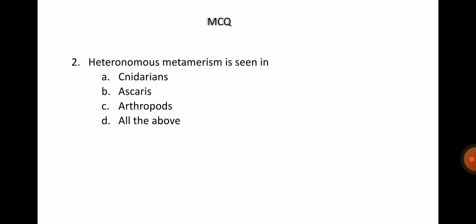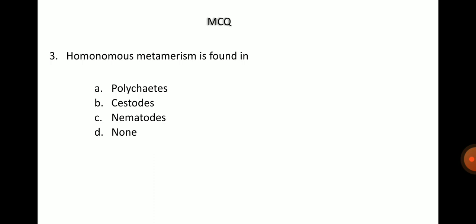Next question. Heteronomous metamerism is seen in cnidarians, ascaris, arthropods, all the above. So the answer being option C, that is arthropods. Third question. Homonomous metamerism is found in, options are polychaetes, cestodes, nematodes, and none of the above. So option is the A, that is polychaetes.